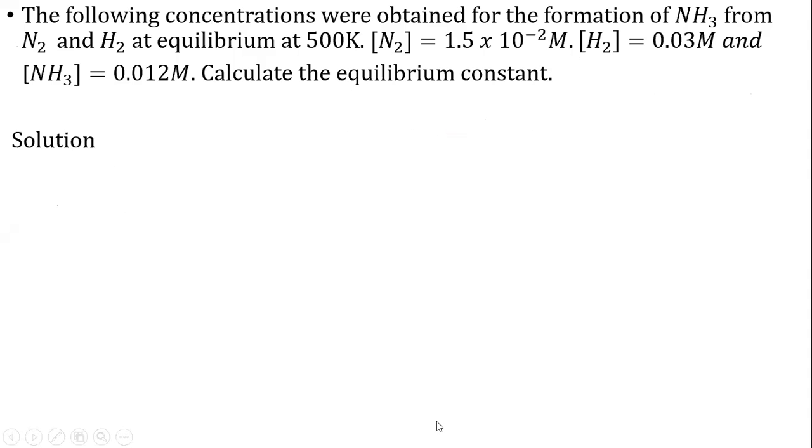So this is for you. If you are okay, you should be able to solve this. The following concentrations were obtained for the formation of ammonia from nitrogen gas and hydrogen gas at equilibrium at 500 Kelvin. The concentration of nitrogen gas is 1.5 times 10 to the minus 2 mole per dm cube, or molar. The concentration of hydrogen gas is 0.03 molar, and that for ammonia is 0.012 molar. You have to calculate the equilibrium constant Kc. Let's do this quickly.